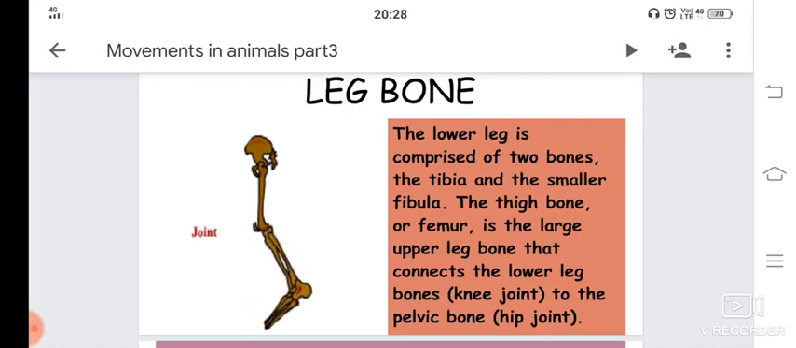In between we have the knee joint. The upper part is the thigh and the lower part is the leg. These two are connected by the knee joint to the pelvic bone. So the pelvic bone is connected to the thigh bone, the knee, as well as the lower leg bone.